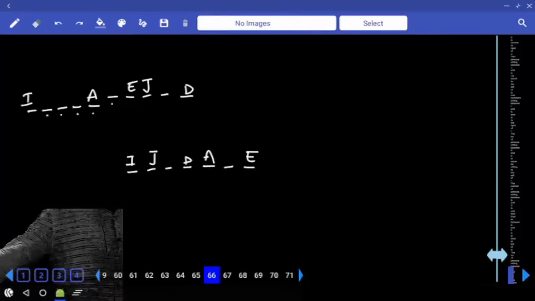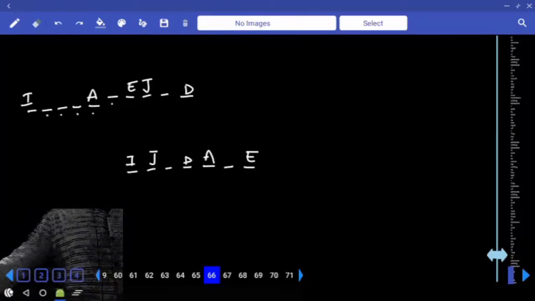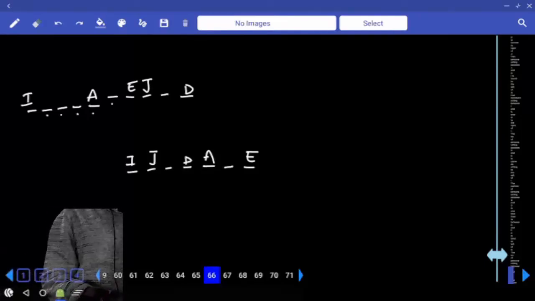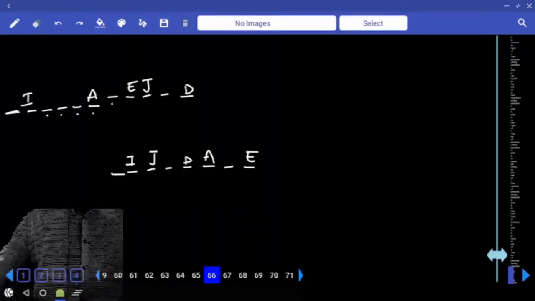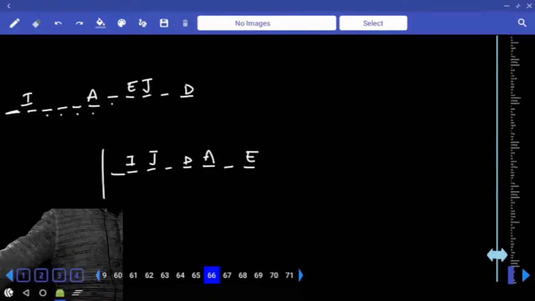Next point. The number of persons sitting between A and E is same to the left of I. The number of persons sitting between A and E is 1. To the left of E also 1. Number of people sitting between A and E is 1. Left of I is only 1. Okay. Next.